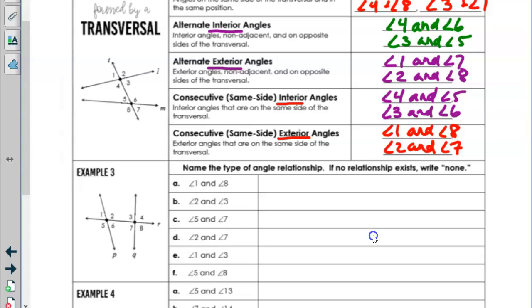I want you to do examples 3 and 4 right now on your own. Letter A, 1 and 8. What type of angle pair are 1 and 8?